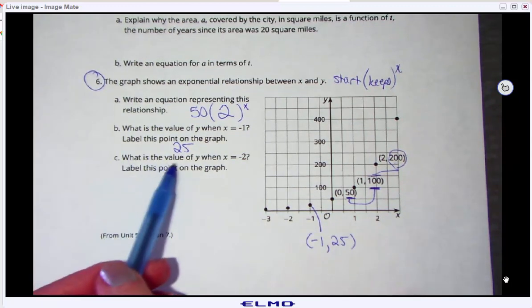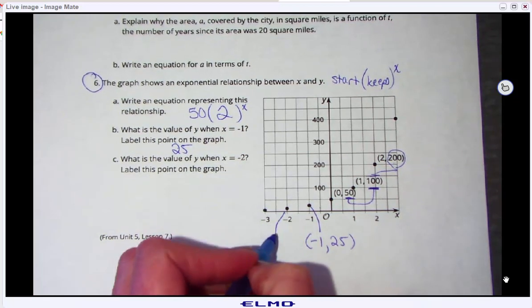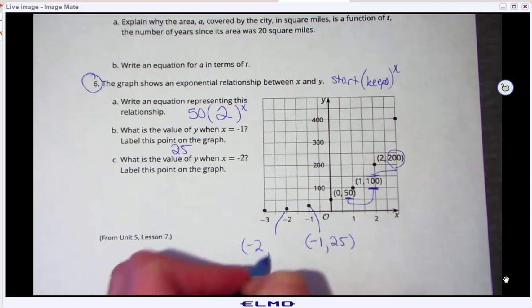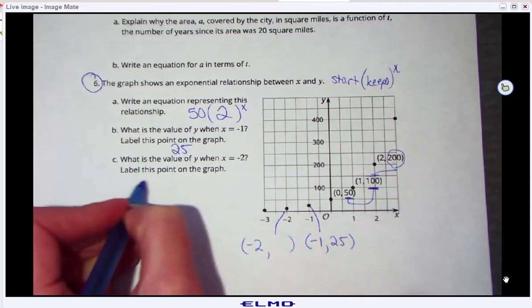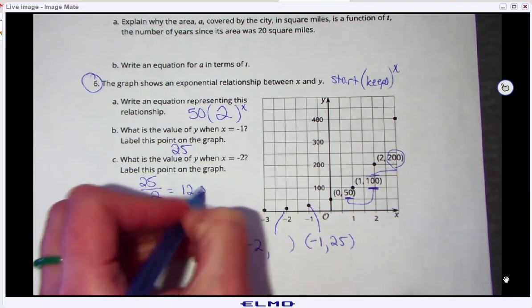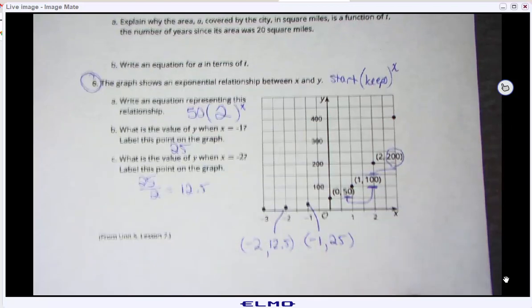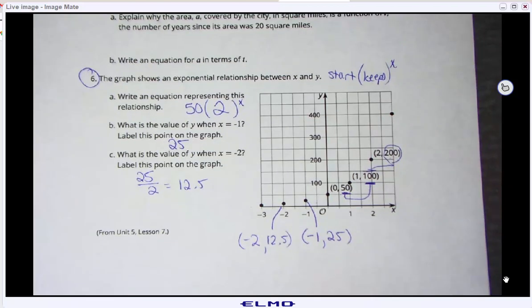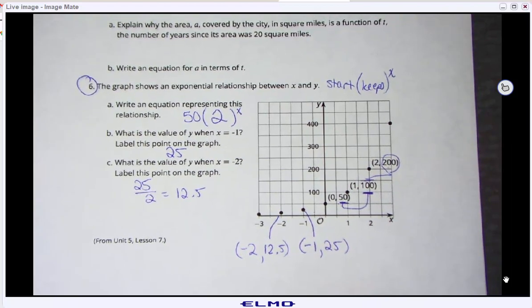And to find our value when x is -2, looks like we need to move backwards one more time. And we need to cut 25 in half. So we're going to do 25 divided by 2, which is 12.5. And that's what our value would be here. So there we go.